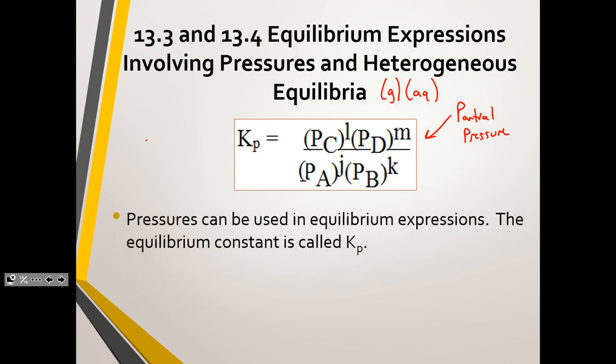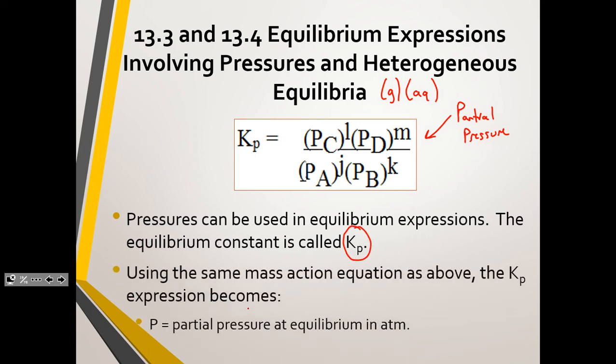Pressures can be used in equilibrium expressions. We call this Kp. Using the same mass action equation above, you'll see the equation looks the same, but instead we're using partial pressures at equilibrium, and generally those are going to be in atm.